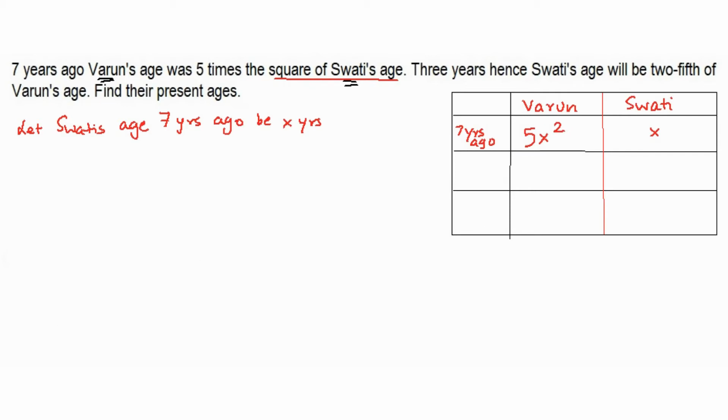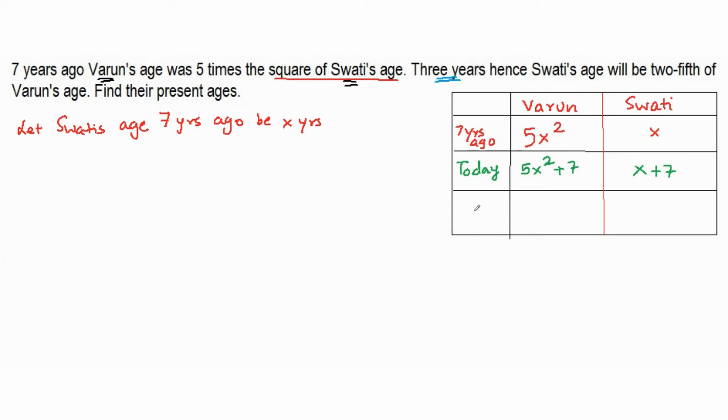Now this is the story 7 years ago. Let us see what will happen today. Now if Swati's age was x years old 7 years ago, then her age today is going to be x plus 7, right? The age will increase by 7. And if Varun's age was 5x square 7 years ago, then his age today is going to be 5x square plus 7, right? Both their ages will increase by 7 years.